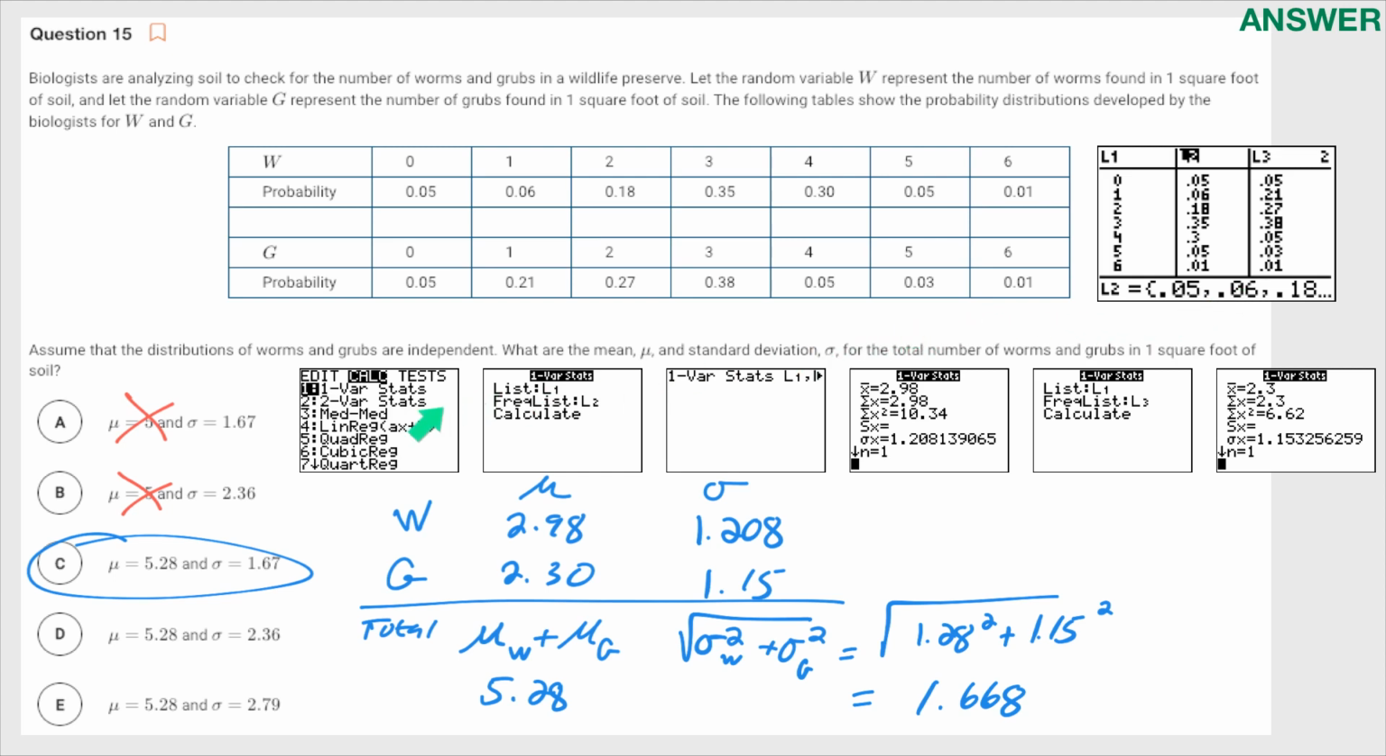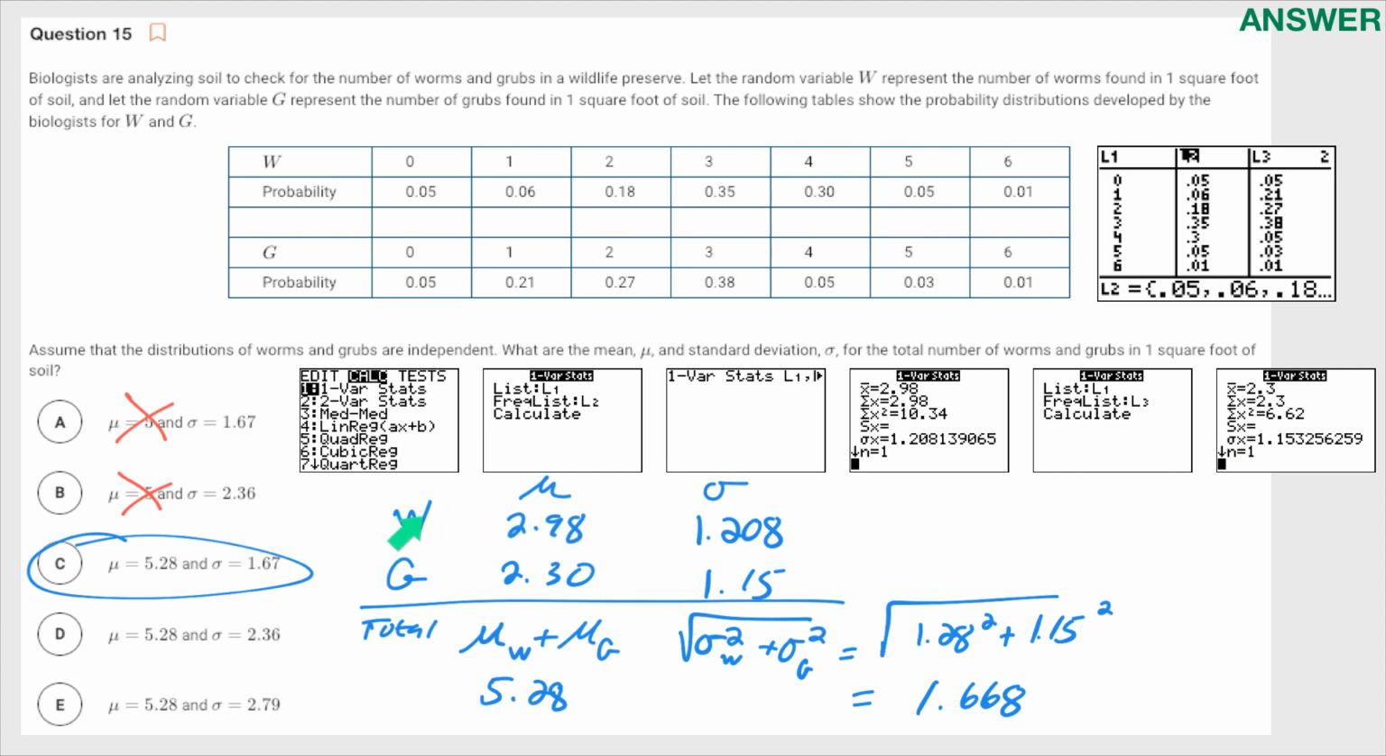And then I asked my calculator to do two different statistics calculations. If you go stat, calculate, we want one variable stats, but we want to take the numbers in L1 and weight them according to the quantities in L2. So we don't use this second option all the time, but for this question we need it, L2. If I ask my calculator to do one variable stats in L1 and L2, I get an average of 2.98 and a standard deviation of 1.208 for the W group. Repeating that command, this time with the numbers in L1 and the weights in L3, we get an average of 2.3 and a standard deviation of 1.153.